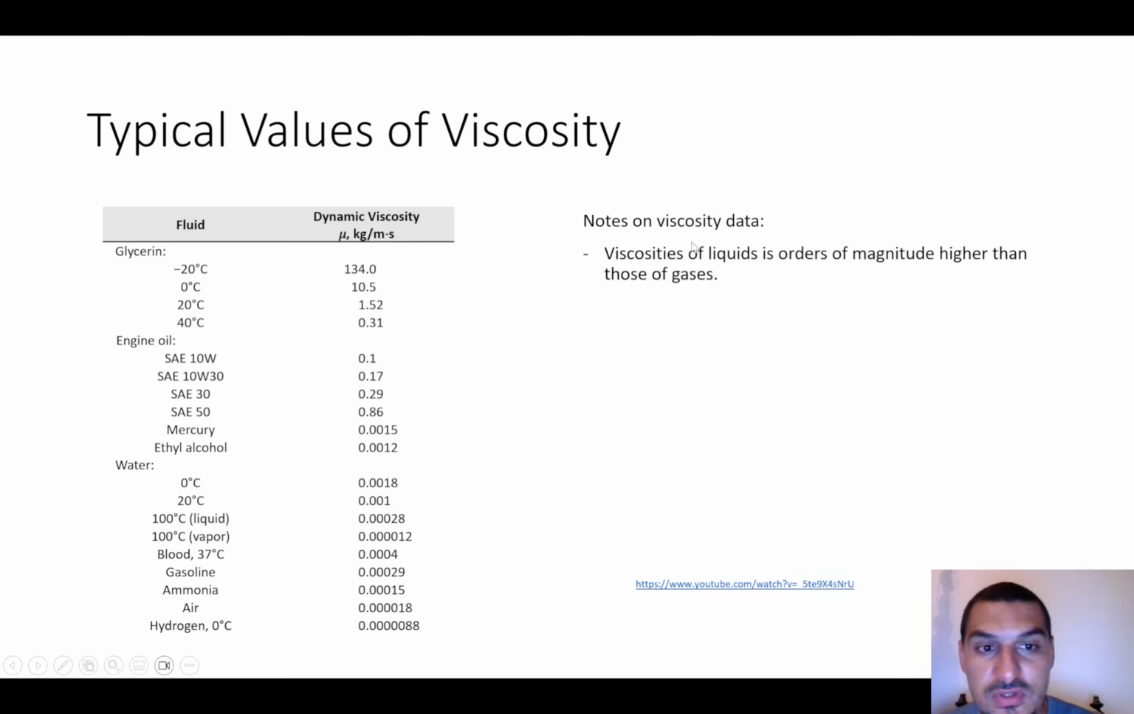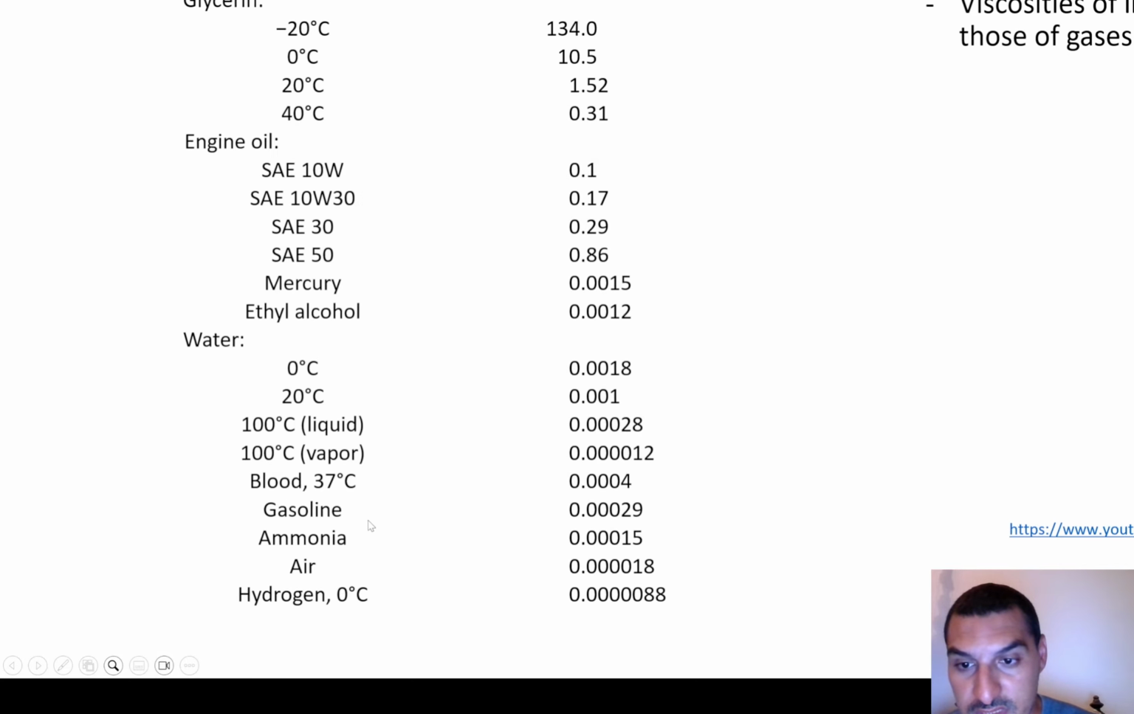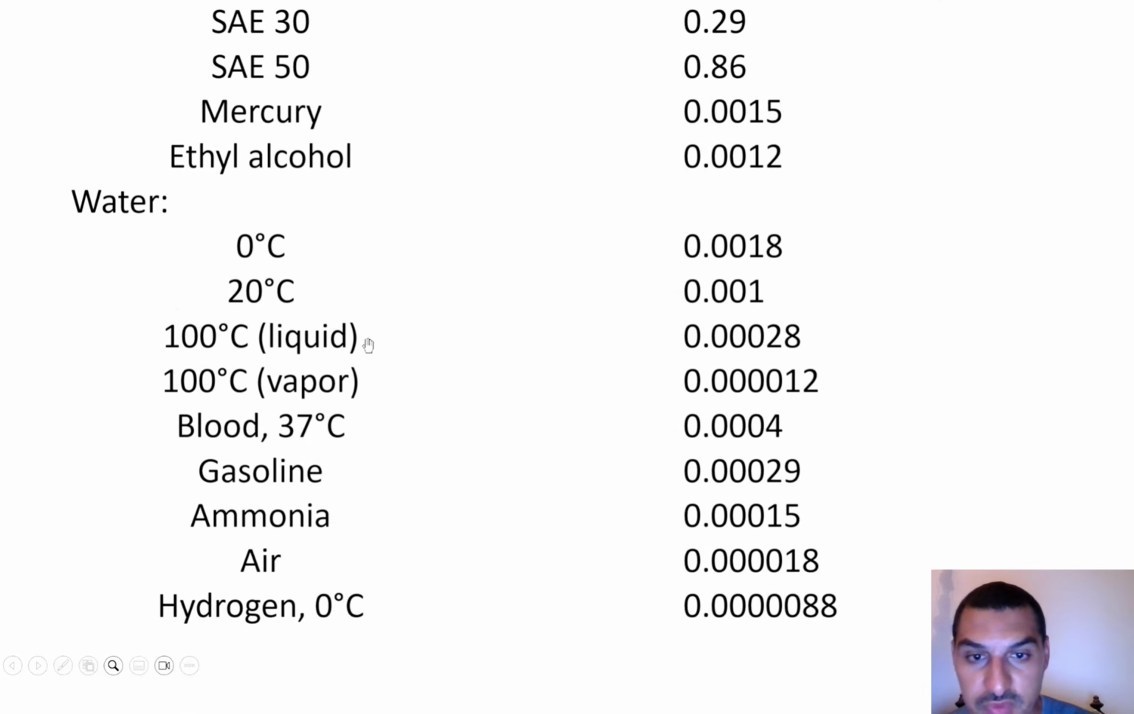The first is that the viscosity of liquids is orders of magnitude higher than that of gases. If you check here, for example, for liquid water, let's look at these two numbers. So this is liquid water at 100 degrees Celsius, and this is water vapor at 100 degrees Celsius. It's the same material at the same temperature, but the only difference is in the phase. The viscosity is increased from the vapor to the liquid by more than 20 times. So it's an order of magnitude higher.